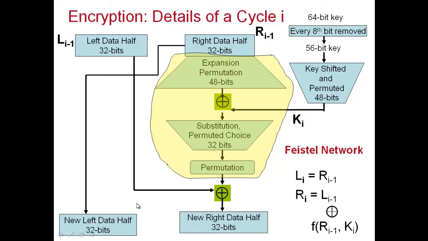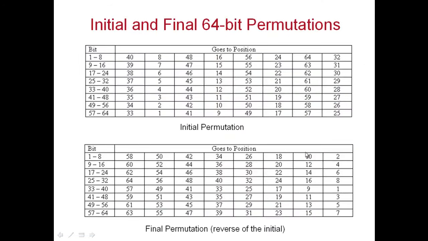So Li is simply Ri minus 1, and Ri is simply Li minus 1 XORed with the output of the Feistel network, and the input to the Feistel network is Ri minus 1 and the key Ki. Whatever comes out after passing in Ri minus 1 and Ki and going through all this processing in the Feistel network is XORed with Li minus 1 to get our Ri. Okay.